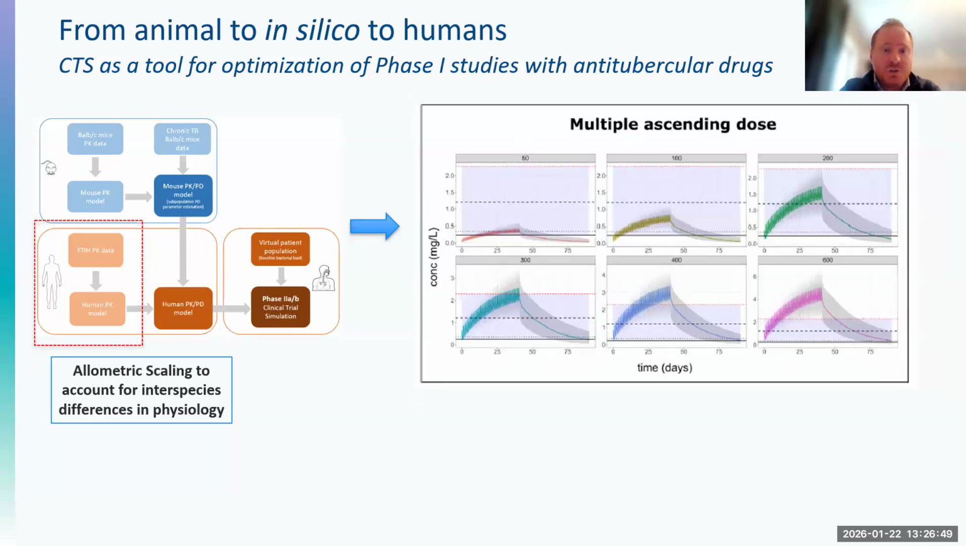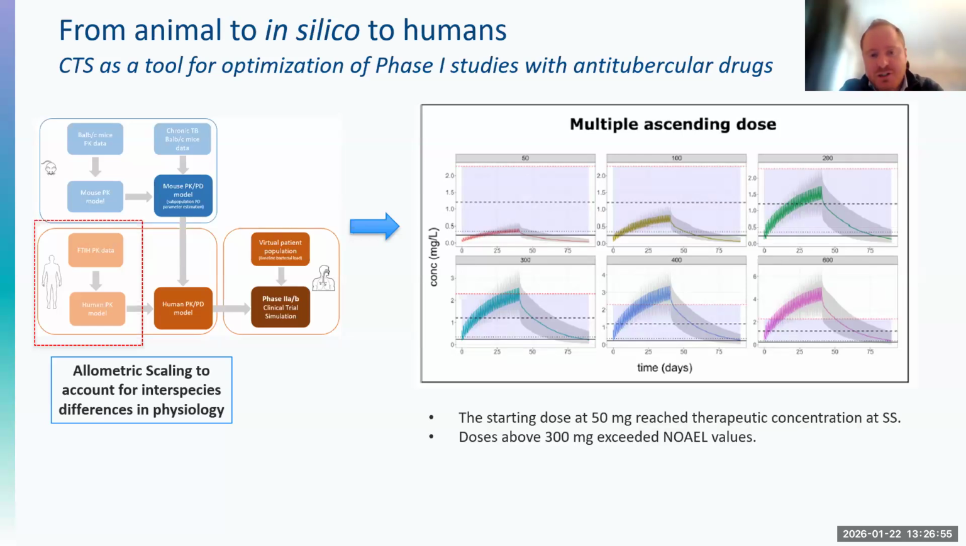Moving on to the multiple ascending dose simulations, we can see that based on our simulations, the starting dose of 50 milligrams reached therapeutic concentrations at steady state. In addition, doses above 300 milligrams exceeded NOAEL values, leading potentially to tolerability issues. Consequently, based on this simulation approach, we can conclude that a rational proposed dose range for phase 1 studies for TBAJ-587 could be a range between 50 up to 200 milligrams.